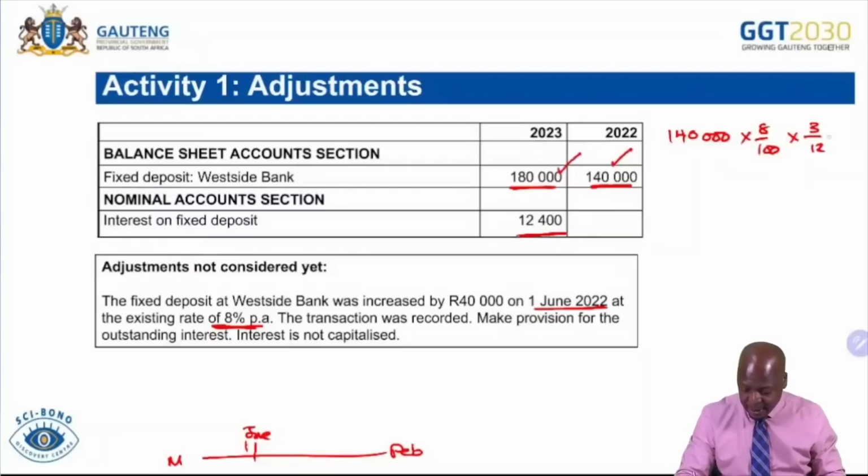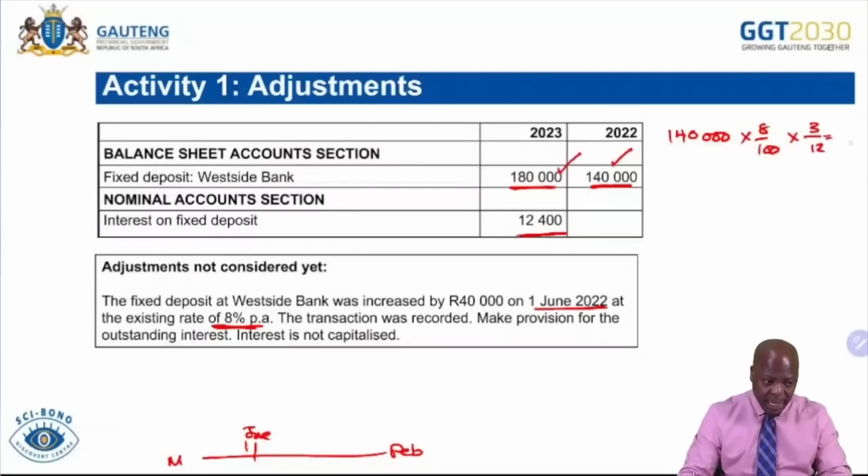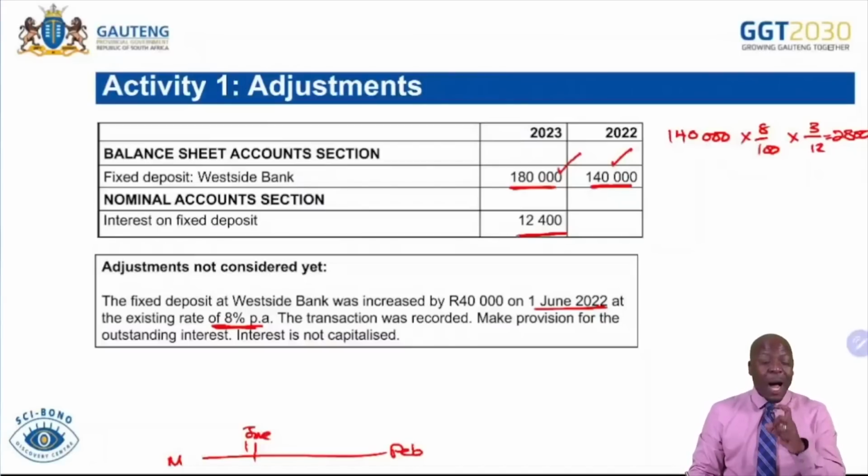Let's see those calculators. How much do we get here? 2,800. Am I too fast for you? Okay, I'm going to slow down a bit. All right, let's come to the next part then. So now we know we have 140, which is what we had at the beginning for the first 3 months. And then it increased to how much?